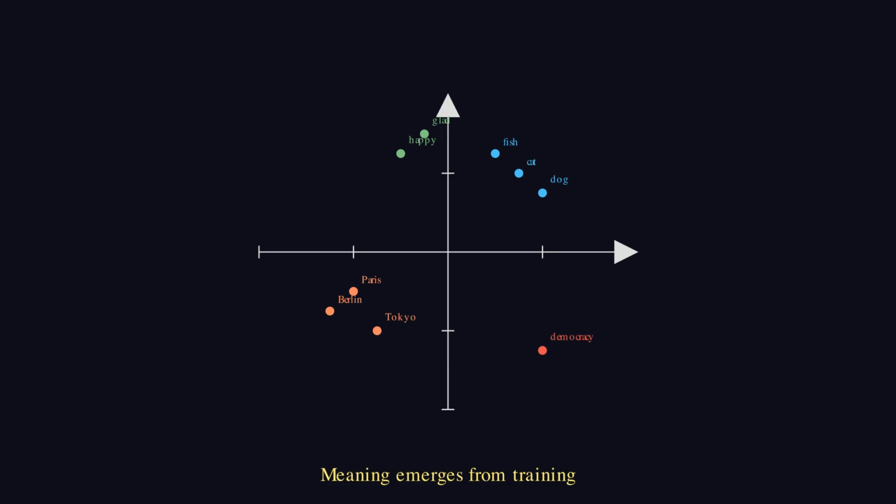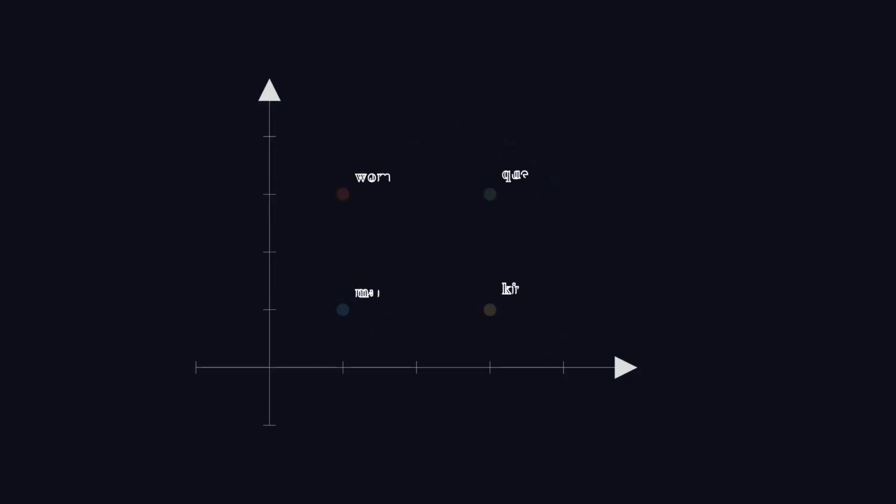Cat and dog both appear near words like pet, fur, veterinarian, so their vectors gradually move closer together. Cat and democracy appear in completely different contexts. Their vectors stay far apart. Meaning emerges from usage. Once trained, embeddings have remarkable geometric properties.